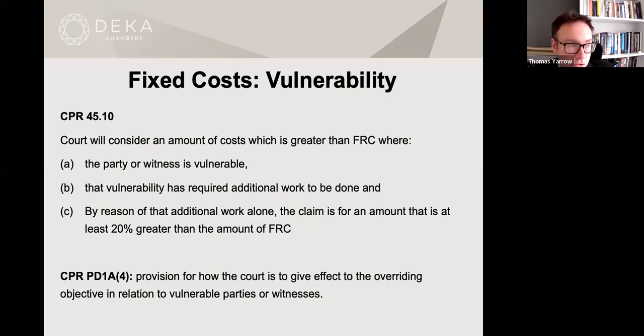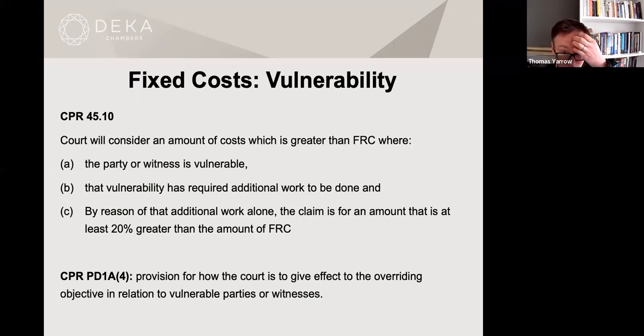But if we do find ourselves in 4510 because it is not a case of abuse, harm, or neglect by or to a vulnerable adult, then if the party or witness is vulnerable, that vulnerability has required additional work to be done. So it's not just the fact that they're vulnerable, but actually, because they're vulnerable, everything's got more expensive. And by reason of that additional work alone, the claim is for an amount that is at least 20% greater than the amount of fixed recoverable costs. So that extra work is effectively 20% or higher of the full value of the fixed recoverable costs in the claim.